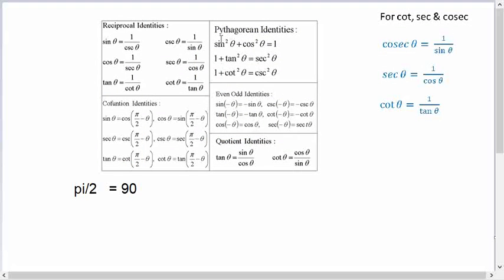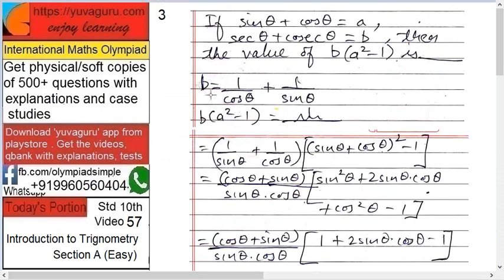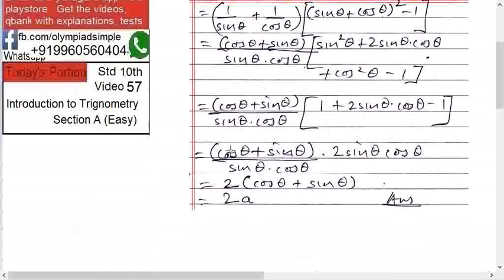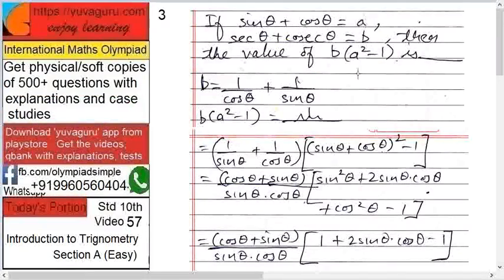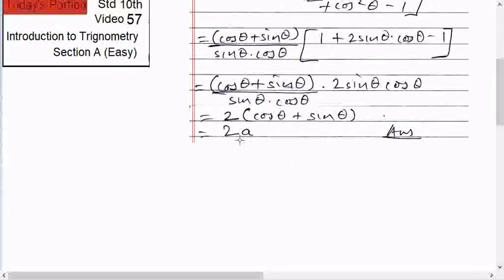See these three identities: sin square theta plus cos square theta equals 1, 1 plus tan square equals sec square, 1 plus cot square equals cosec square. So we keep the left hand side as it is, cos theta plus sin theta upon sin theta cos theta, and this becomes 1 plus 2 sin theta cos theta minus 1, right? Equals cos theta plus sin theta upon sin theta cos theta, into, the 1 is gone, 2 sin theta cos theta. Solve this, you get 2 into cos theta plus sin theta. But what is cos theta plus sin theta? It's given that it is A. Therefore, the answer is 2A.